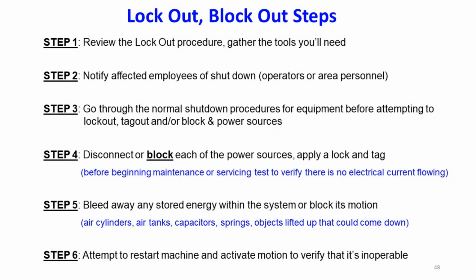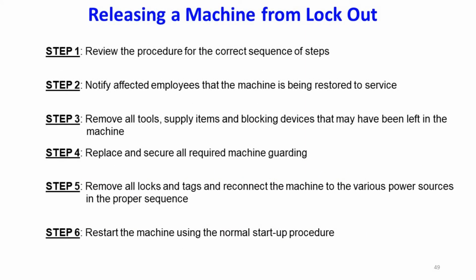This last step is the single most important step in the entire process. Many people have been seriously injured even though they thought they went through the previous steps shown here. Unfortunately, some people mistakenly disconnect the wrong power source, and going through the verification step by attempting to restart it will show them that the machine is still live. Always verify. Here are the basic steps to remove a machine from lockout and put it back into production.